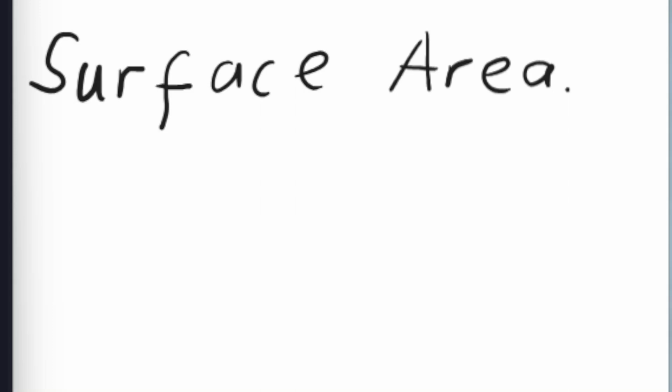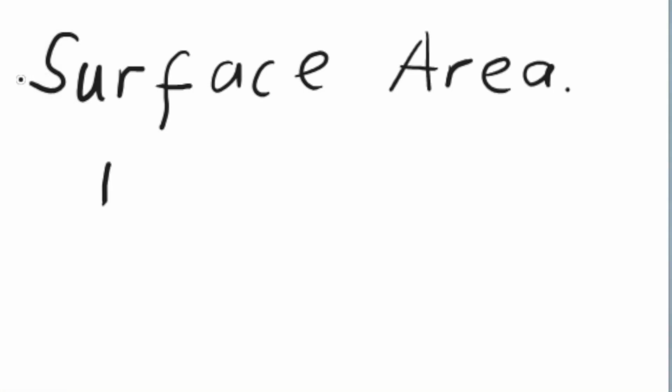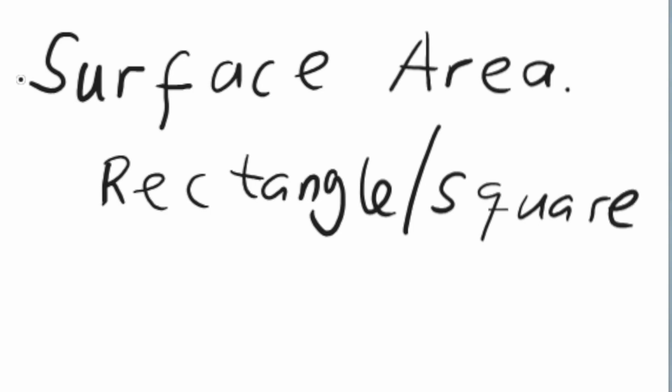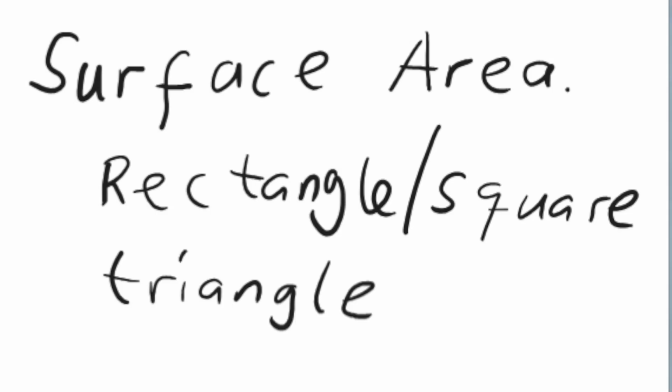Welcome to today's lesson. Today we're going to look at surface area, how to calculate the surface area. We'll look at the surface area for 2D objects and then 3D. So we look at the surface area for a rectangle and then square, rectangle and square together. And then we look at triangle. These would be the two-dimension figures.